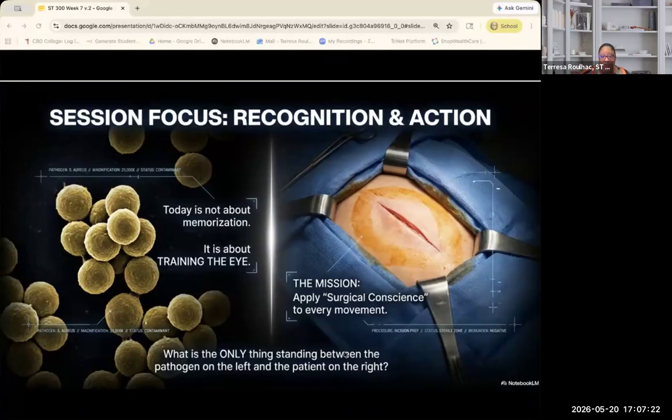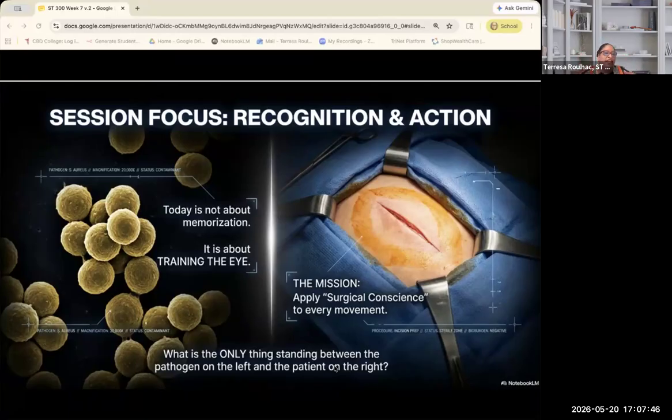Now, it is about training your eye. Once you guys get into the lab, you're going to know exactly what I mean. You're spotting contamination. You're like scanning. You're noticing those breaks. You're seeing those subtle errors. You're watching hands, making sure that no one's touching, coming near.